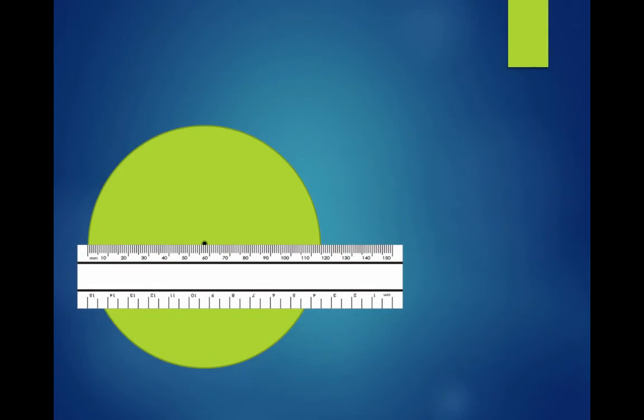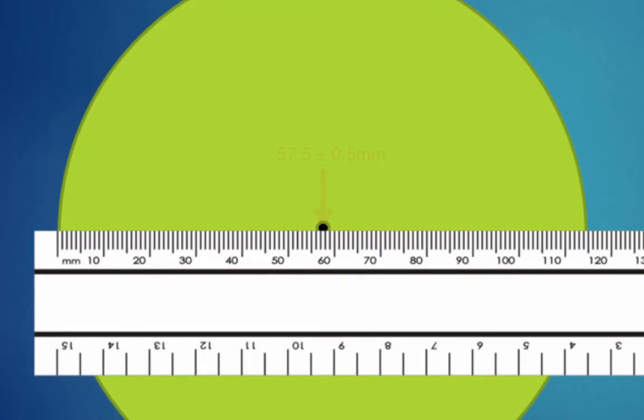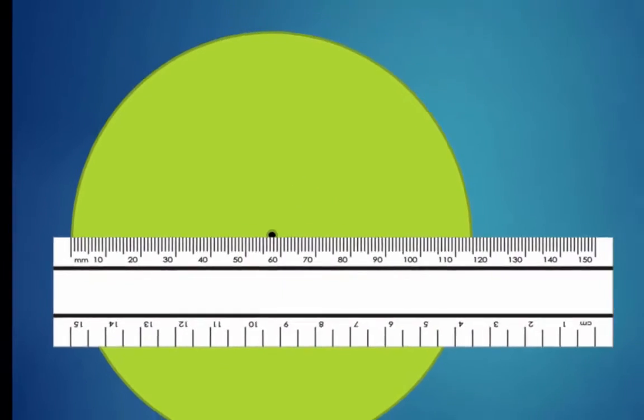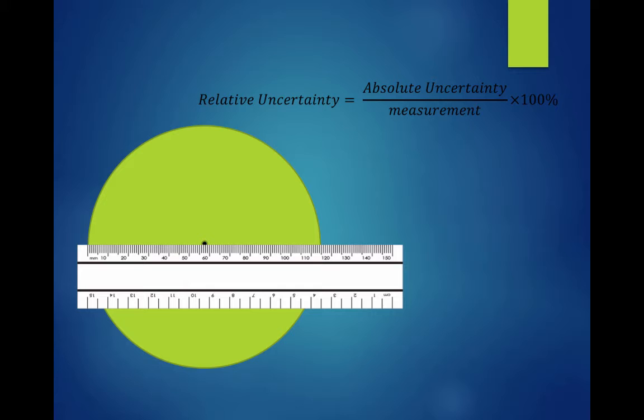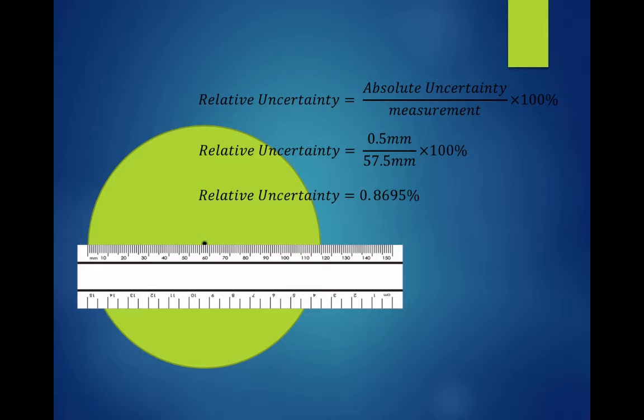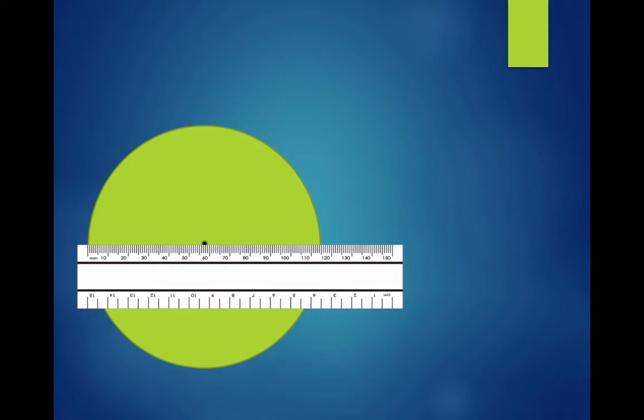Let's measure the radius of the circle. To me, it seems to be 57.5 millimeters plus or minus 0.5 millimeters. If this is the case, then the relative uncertainty, which is absolute uncertainty divided by measurement times 100%, works out to be 0.5 millimeters divided by 57.5 millimeters times 100%. The relative uncertainty for the radius of the circle is 0.8695%. So try measuring larger if possible.